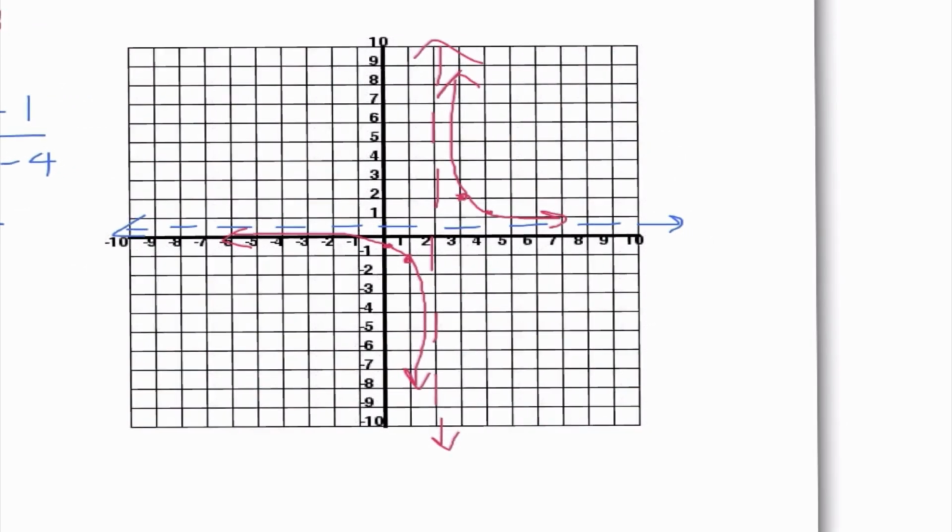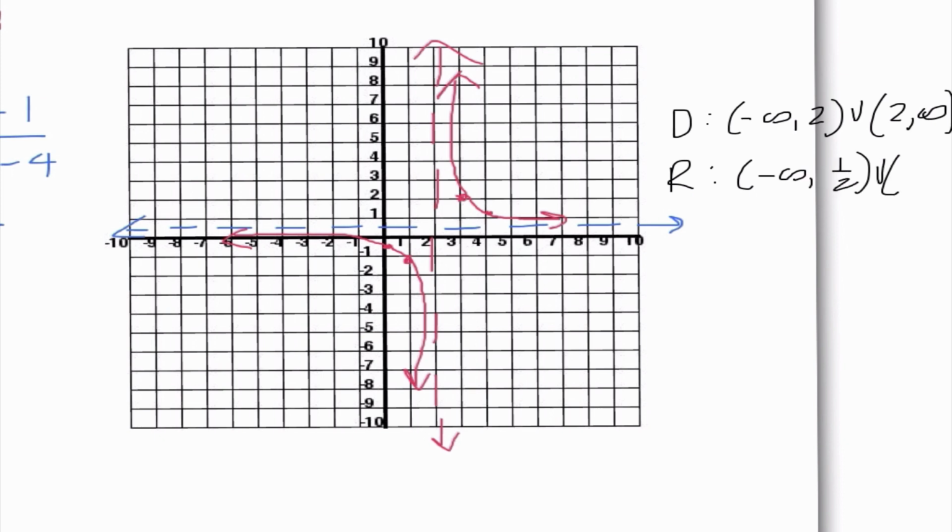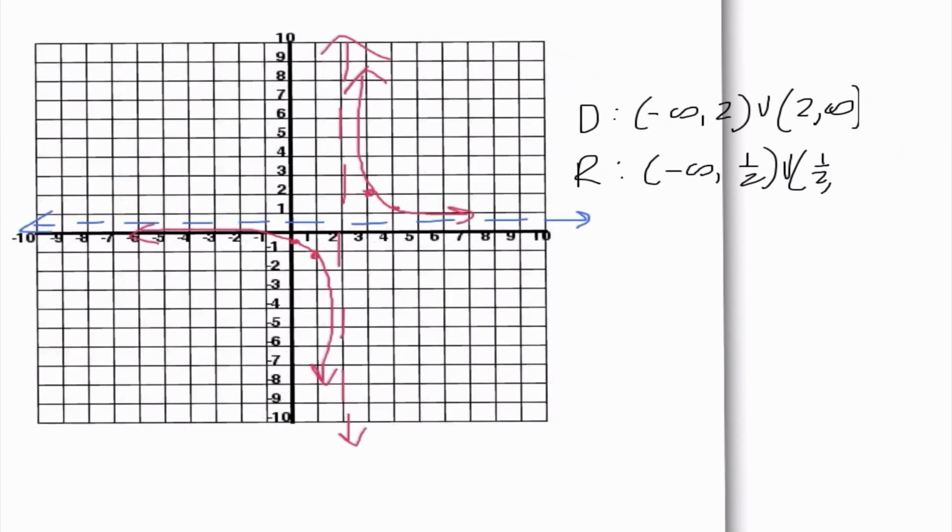Now if we look at this, I can write that our domain appears to be every number except for 2. So we're going to write negative infinity to 2, union 2 to infinity. Our range appears to be every value except for 1/2. So I'm going to do negative infinity to 1/2, union 1/2 to infinity. Once again, the key thing here is making sure I know how to find these asymptotes. Then I'm choosing 2 x values to the left and 2 x values to the right, and figuring out our domain and range.